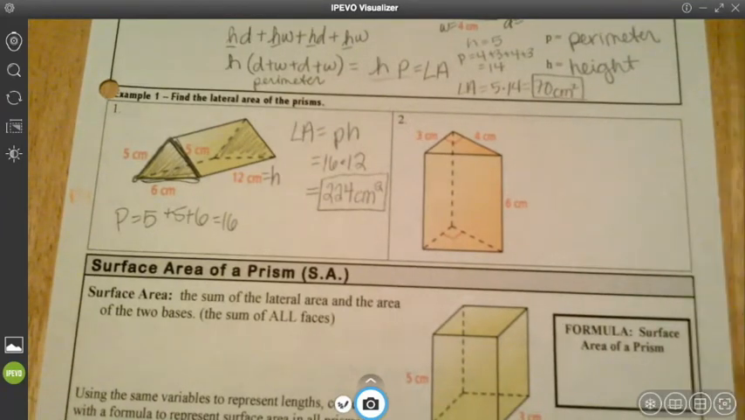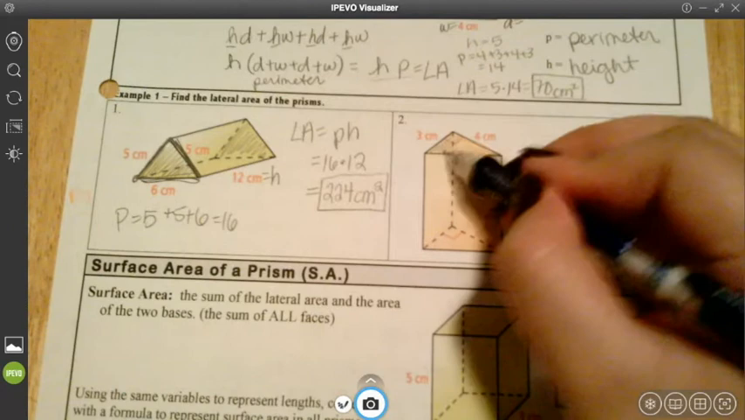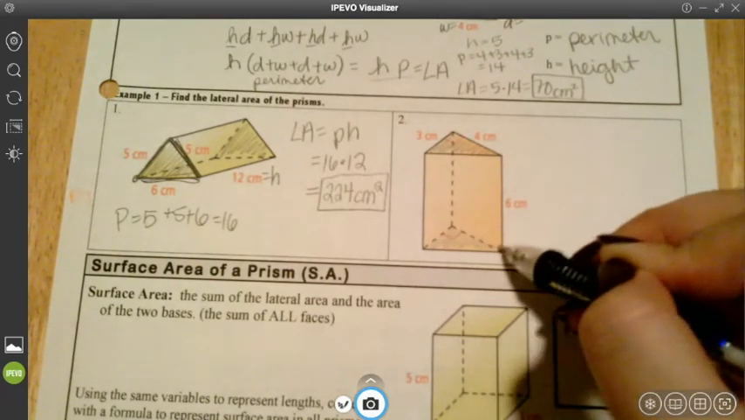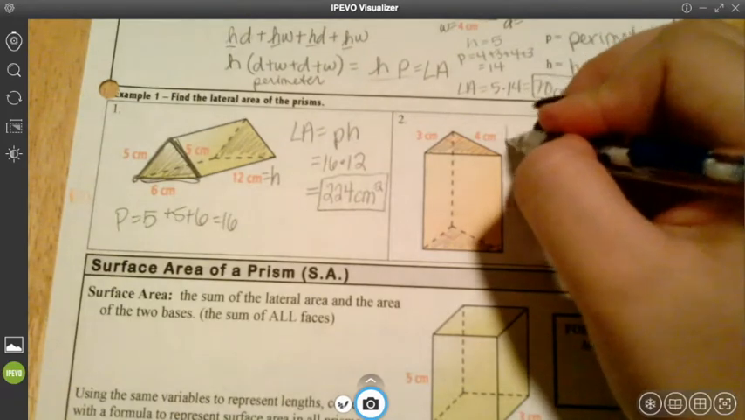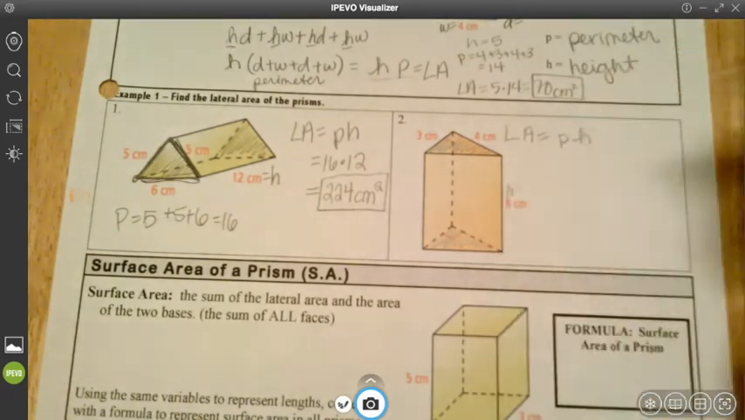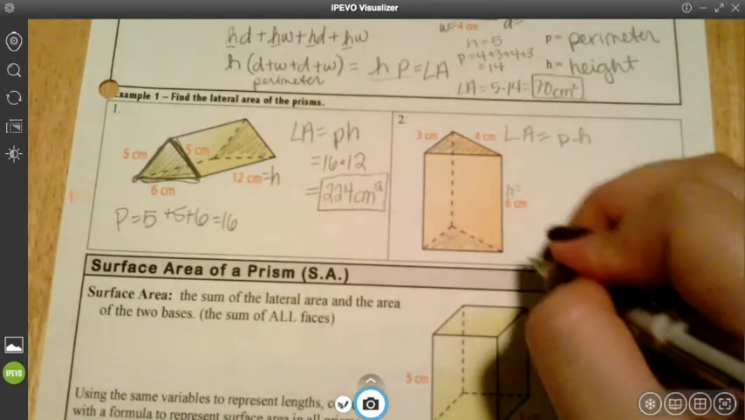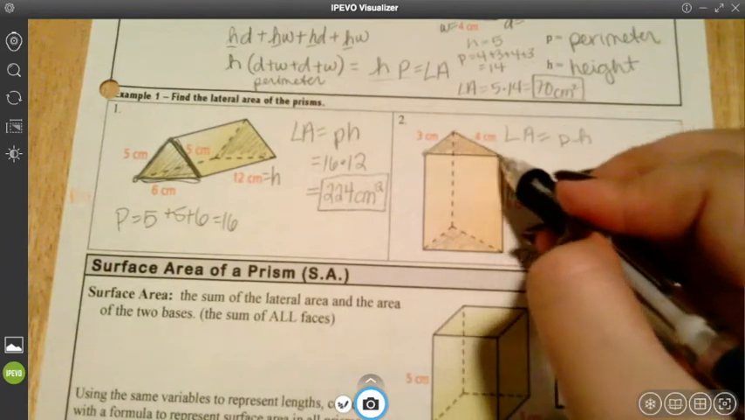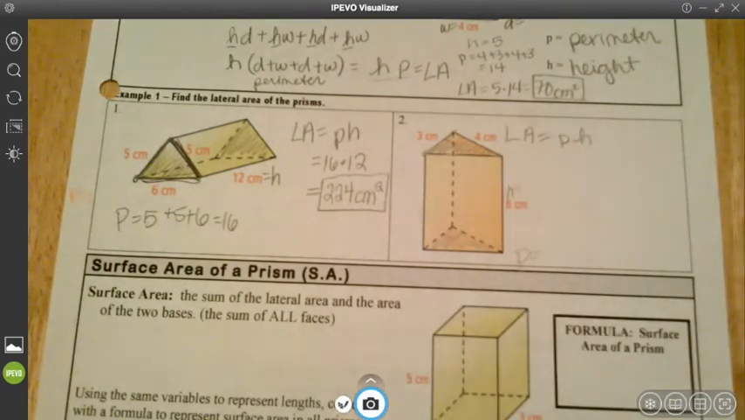We'll do the same thing for number 2. Again, I'm going to say these are my bases, my non-rectangular sides. So to find lateral area, we need a perimeter and a height. Here's my height. To find perimeter, I need to be able to add up all the sides. Well, I have 3, 4, and I don't know that last side. If you recognize it as a Pythagorean triple, you'll know that that side is 5.